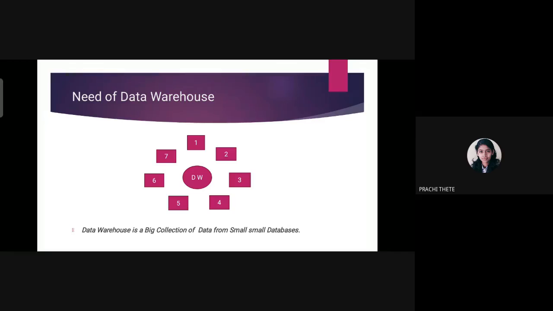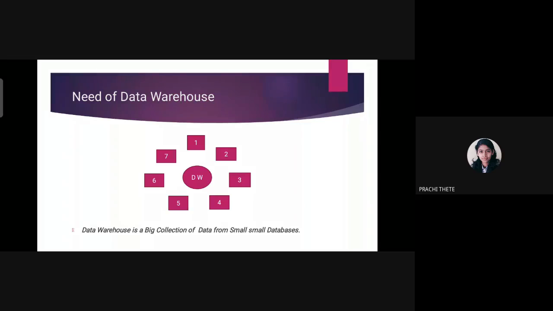After that, suppose the owner now wants something else, like which product has been sold the most. Again, the manager will go to each and every branch, take the detailed information, and then submit it to the owner. The manager will do it once or twice, but after that he will not be able to do the same thing again and again by visiting each and every branch. So here the need of the data warehouse comes into the picture.